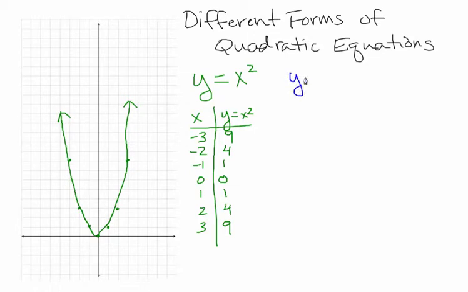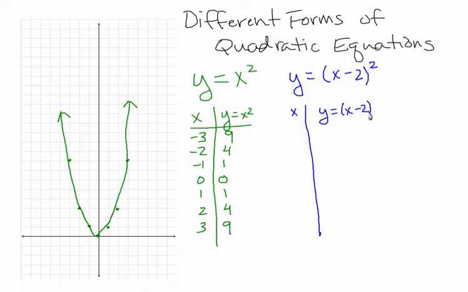Let's try another equation that's a little bit different. We're going to change what's happening to the x value here. So instead of just squaring x, we're going to square x minus 2 and see what happens to the graph. We're going to see how that changes the graph of y equals x squared now that we're subtracting 2 from the x value. And we're going to use these same x values to start with and see what we get.